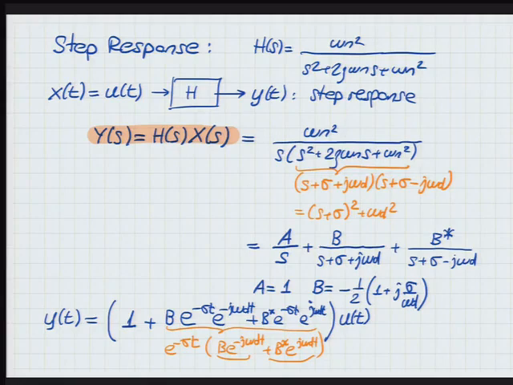A complex number plus its conjugate is equal to what? 2 times the real part, right? So this expression in orange then is 2 e to the negative sigma t, the real part of B e to the negative j omega d t. Now, B is a complex number. It has a real part here, imaginary part here. This also is a complex number. It has real part cosine omega d t and imaginary part sine omega d t, right?